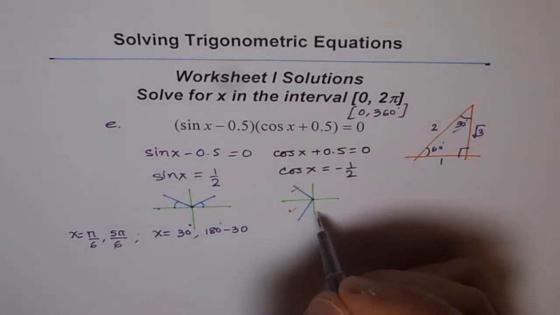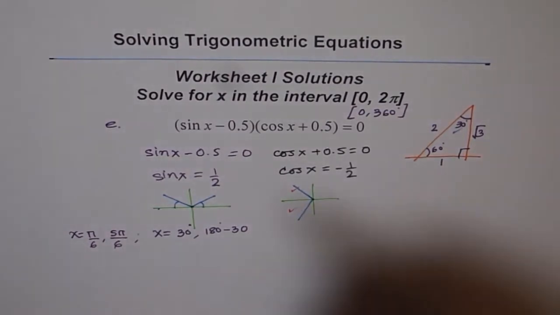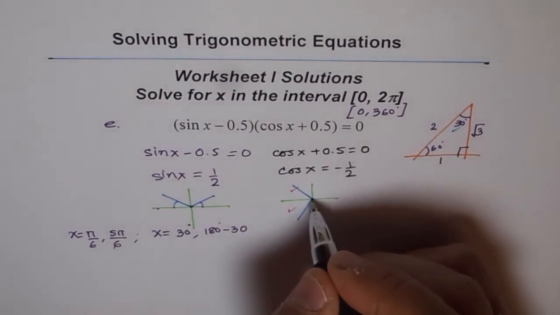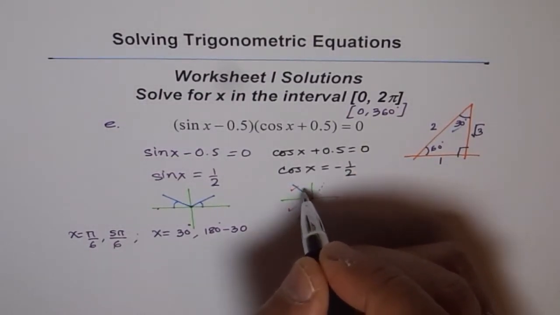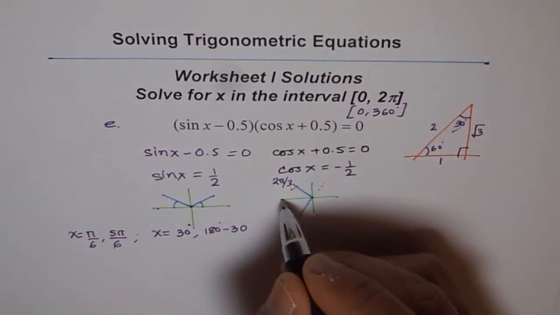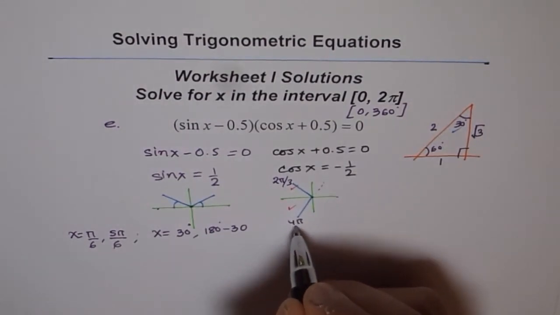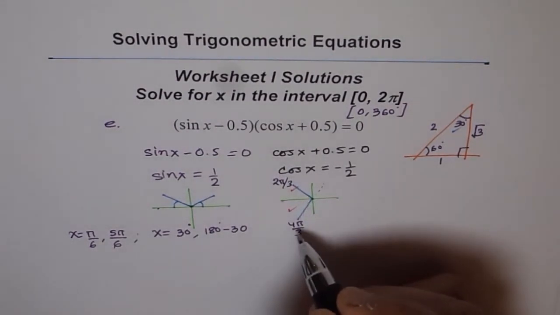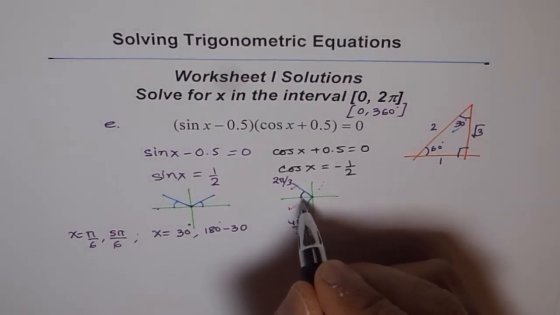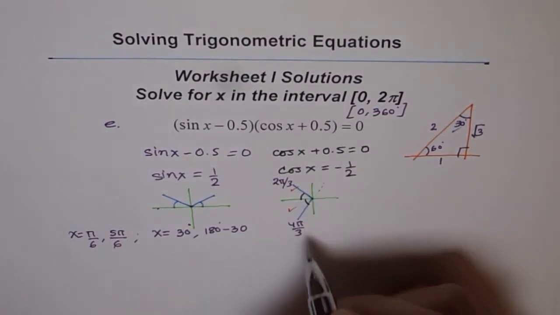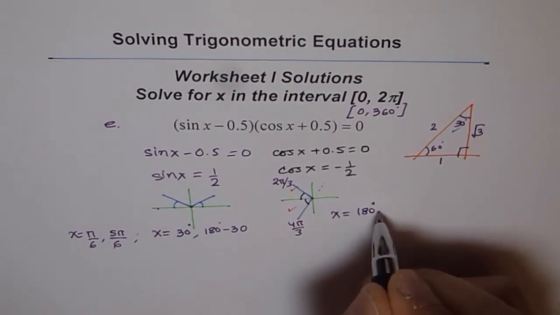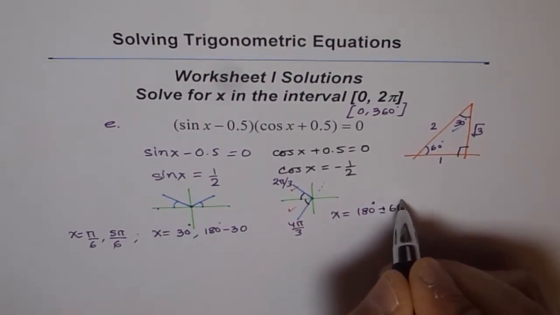Now, for those of you working in radians, it is very easy. 60 degrees is pi by 3. So this place is pi by 3, that is 60, so that is 2 pi by 3. And this is 3 pi by 3, and that is 4 pi by 3. So these are the two solutions for those of you working in radians. And for those working in degrees, this angle is 60 and this angle is 60. Therefore the two solutions are x equals 180 degrees plus and minus 60 degrees.